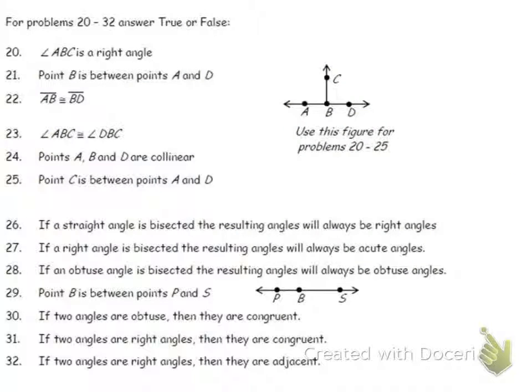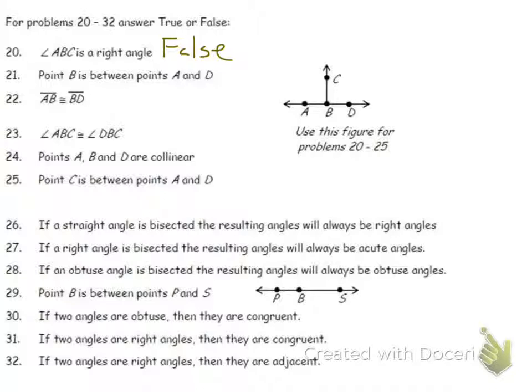For 20 through 32, it's going to be a true or false statement. And we have to be careful here because we can only use the information they give us. So, looking at the picture here, ABC is a right angle. Now, although it looks like a right angle, we don't know for sure. So we have to say false. And it's not so much that it's false, it's more the case that we just don't have enough information.